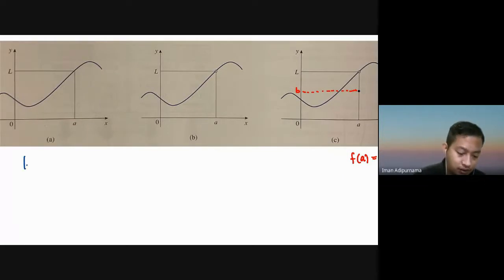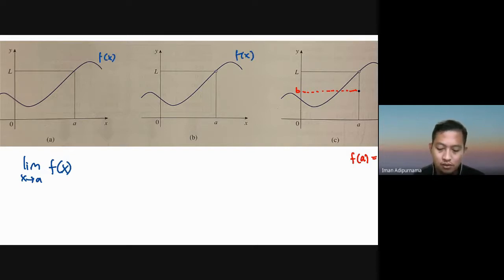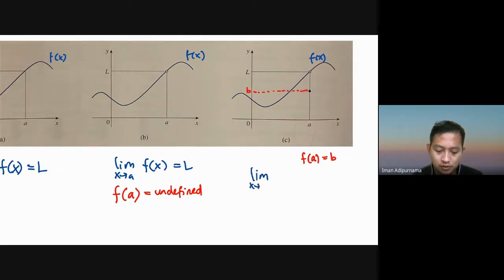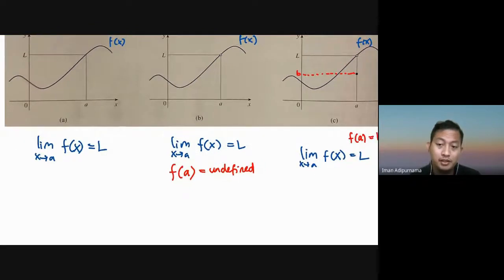The limit as x approaching A of this function f of x will be the same for all of them. Let's say we name all of them the same function. So the limit will be L. This also L, although the function, when you put A inside, is undefined, right? And then the last one, the limit is also L, although when you plug in A, it's equal to B, right? So this is just to keep in mind that the limit can exist although the function is undefined at that point, or maybe give different results from the limit.